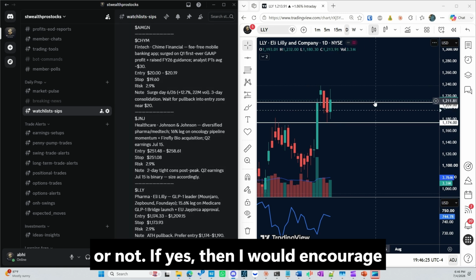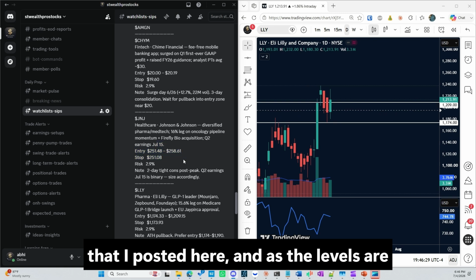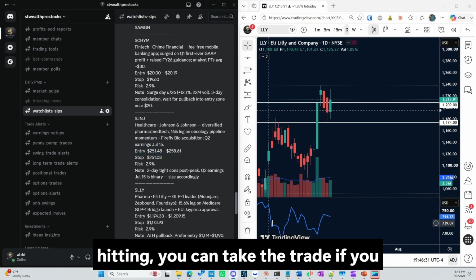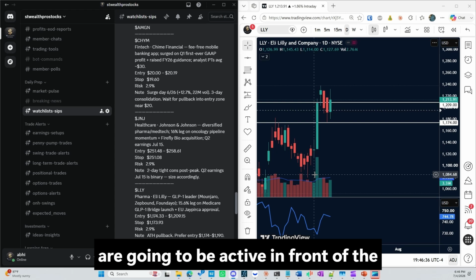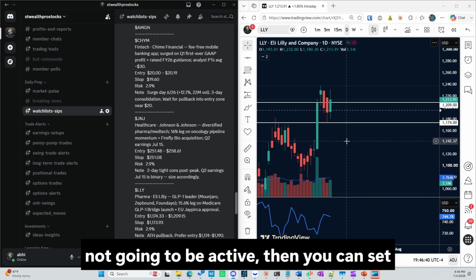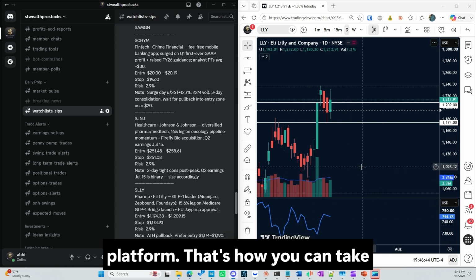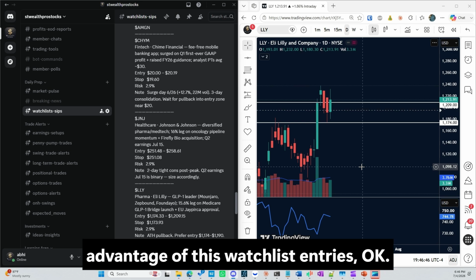If yes, then I would encourage you to set up alerts based on the levels that I posted here. And as the levels are hit, you can take the trade if you are going to be active in front of a computer at that point in time. If you're not going to be active, then you can set up these BSLO orders in your trading platform. That's how you can take advantage of these watch list entries.